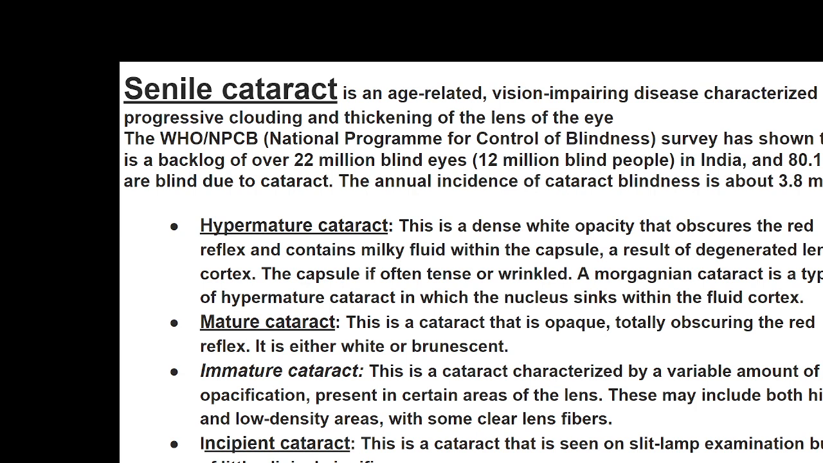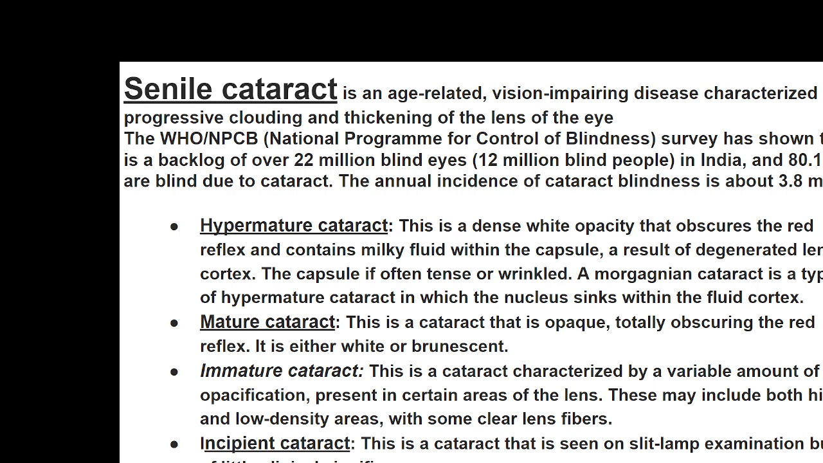That mature cataract is when the cataract is almost opaque, and hence the patient would have a lesser reflex, and the color of the lens would be either brownish, that typical, or completely white as such. Brunescent is brownish or whitish color as such.